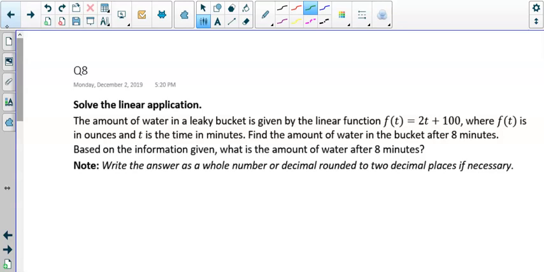Okay? So up here it says the amount of water in a leaky bucket is given by the linear function f of t equals 2t plus 100, where f of t is the ounces and t is the time in minutes. Find the amount of water in the bucket after 8 minutes. What are we doing with the 8? Plugging it in for who? See, there you go. That's all you got to do. Plug in 8 for t and tell me what the answer is.